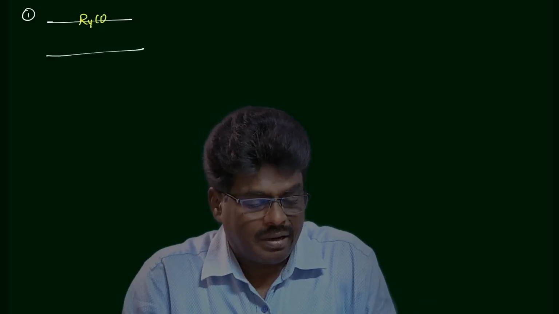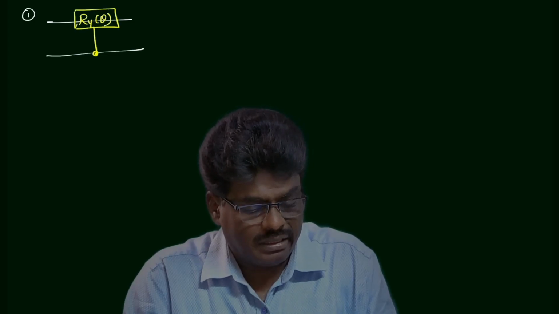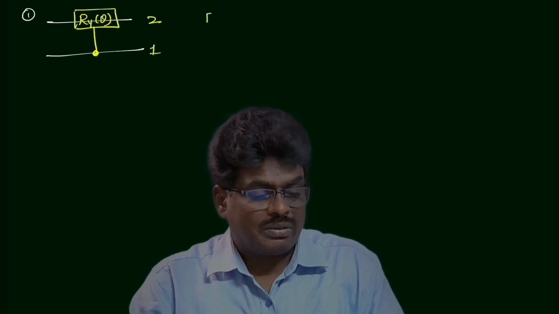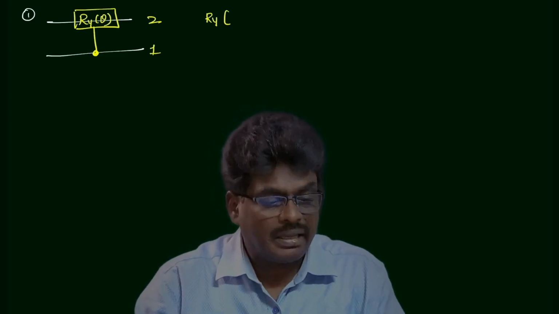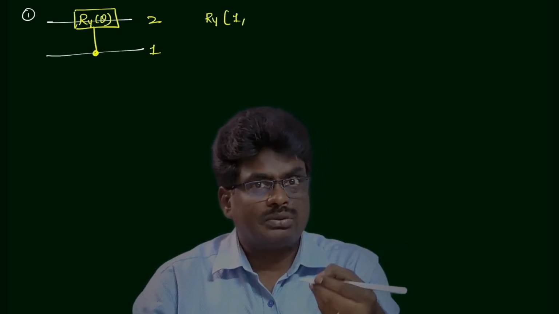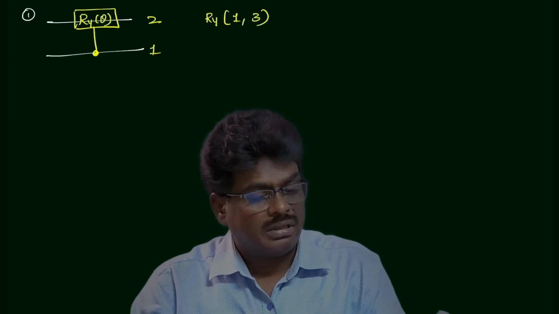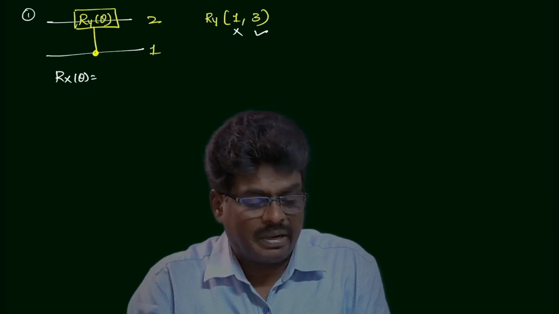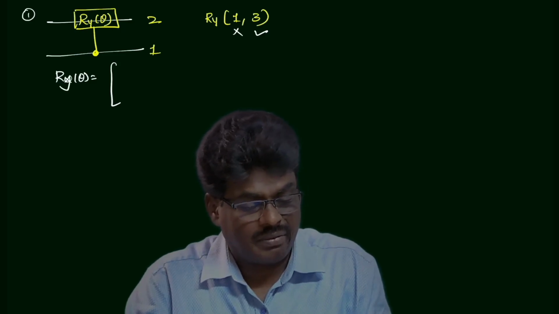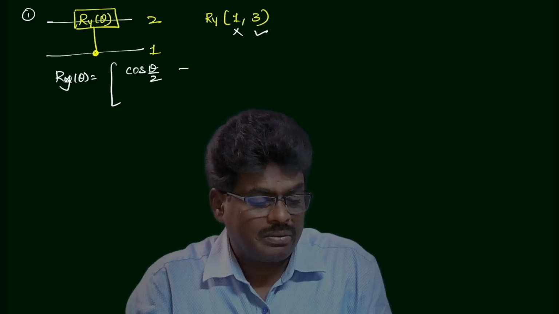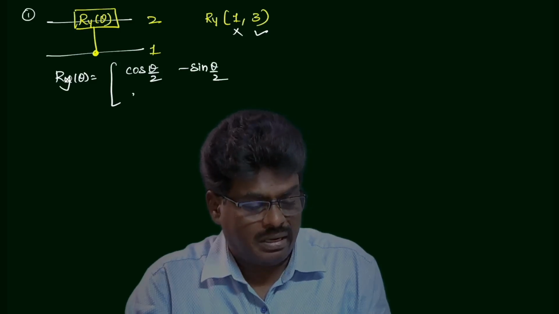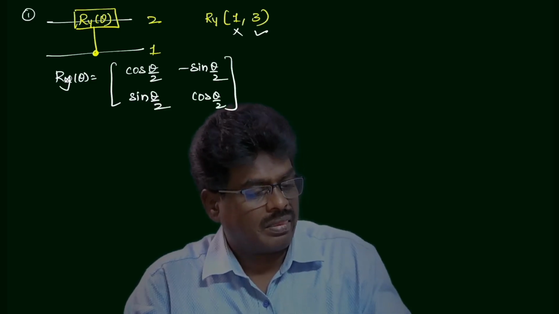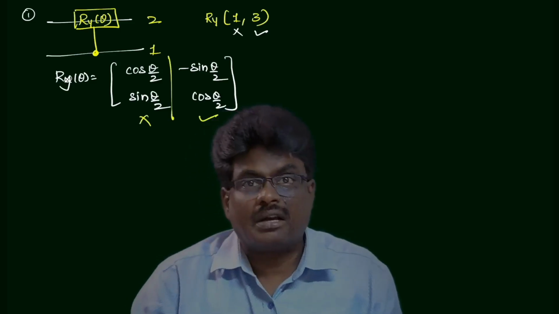So here I have taken Ry of theta. Here 1 and 2, so from where we are starting, from 1 we are going to 1 plus 2, 3. So this is off and this is on. Please write the Ry operator: cos theta by 2, minus sin theta by 2, and sin theta by 2 and cos theta by 2. As usual, first column is off, second column is on.